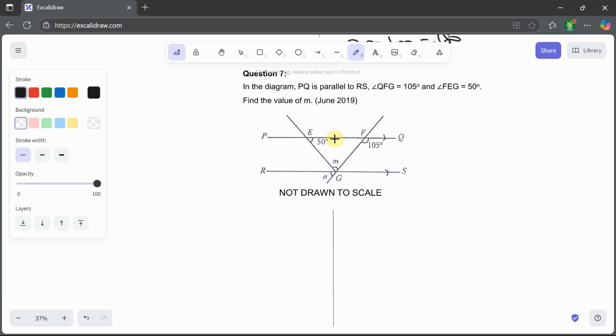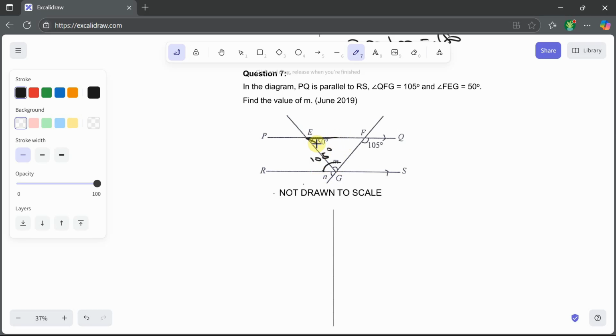So we have a Z here, this first Z. If the top right is 105 degrees, ignore this guy, then the bottom left would be 105 degrees. So this entire place is 105 degrees. We know that.